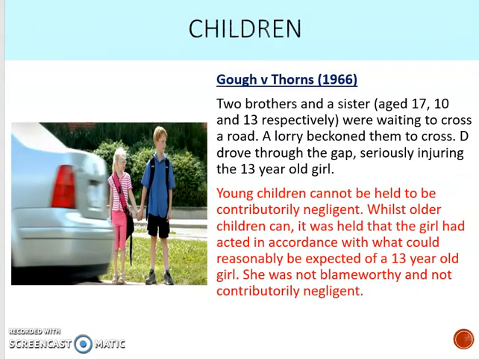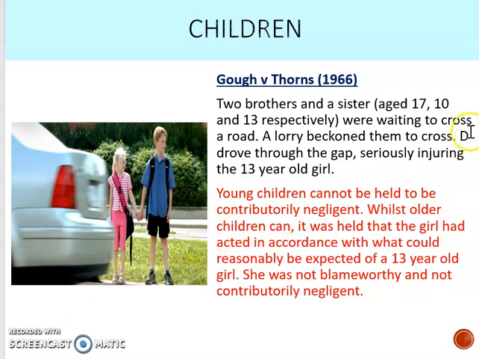So if we start off with children then, we've got Goff and Thorns, which was a case where there were two brothers and a sister who were waiting to cross a road. And a lorry beckoned them to cross, sort of called them across, indicated it was safe. And so the children, without looking, walked across the road. And another negligent driver nipped through the gap and seriously injured the 13-year-old child.